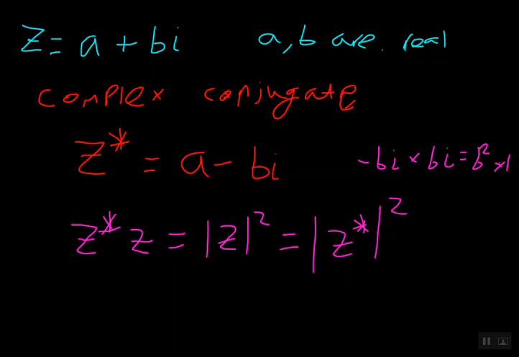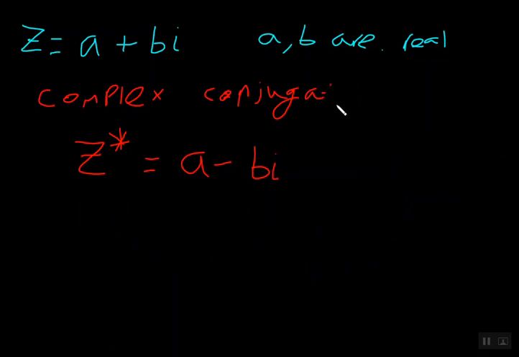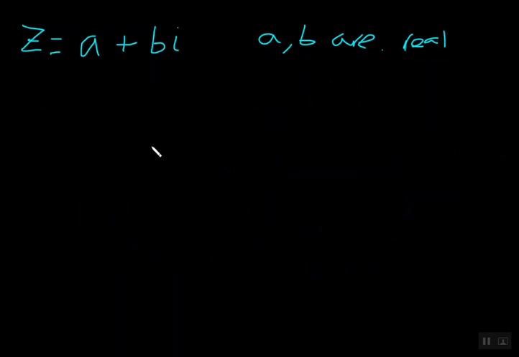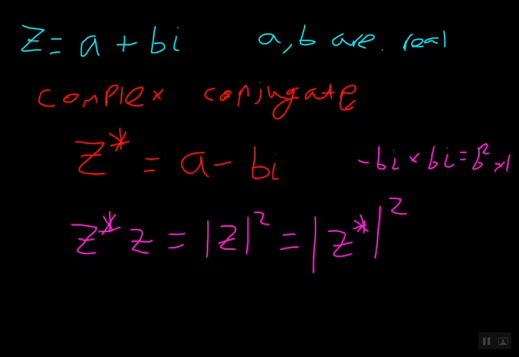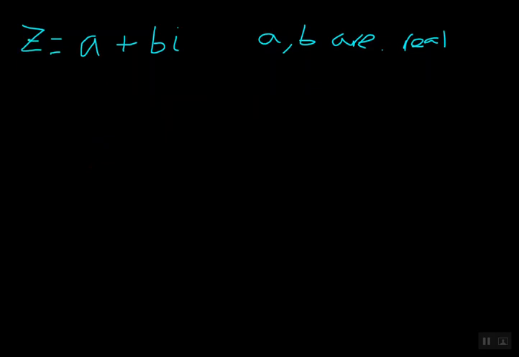So I'm going to erase this, and I'm going to erase this up here. I'll rewrite it. Z star equals a minus bi.